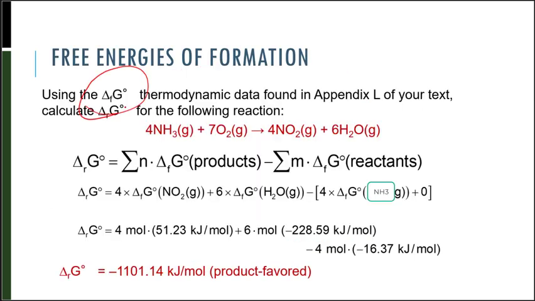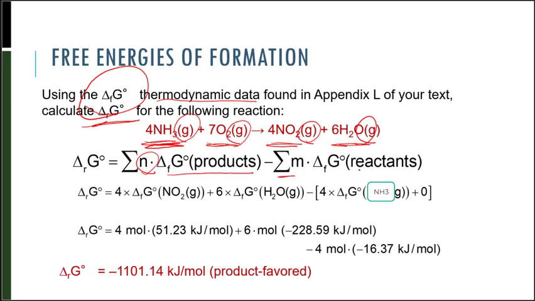For example, let's use our Gibbs's free energy thermodynamic data to calculate Gibbs's free energy for this reaction. I have 4 NH3, so ammonia plus oxygen, to give me 4 NO2s and 6 moles of water. I need to look up the gas states in all of these. So I'm going to take the sum of my products, it is mole dependent, minus the sum of my Gibbs's free energy values of the reactants, again, mole dependent.